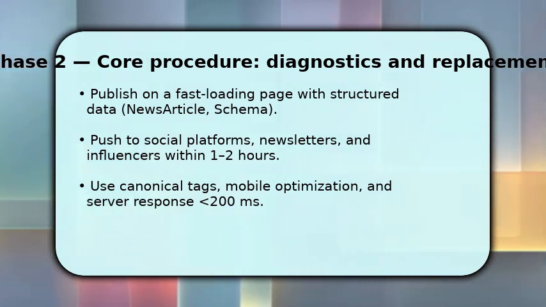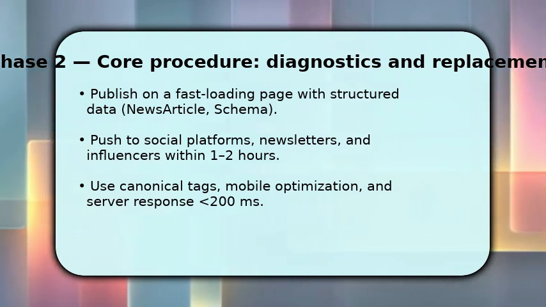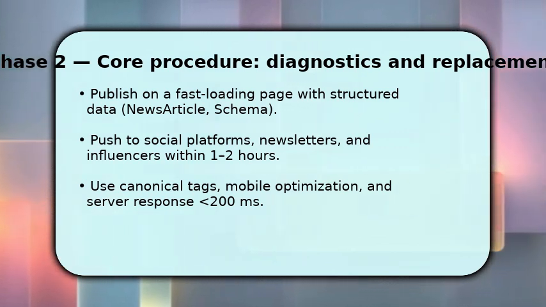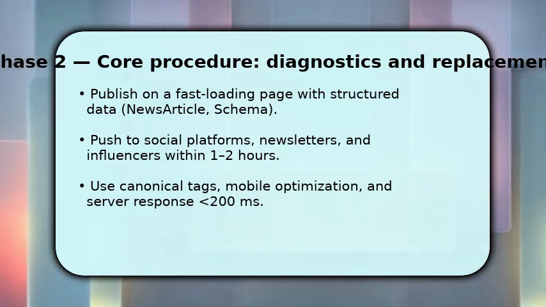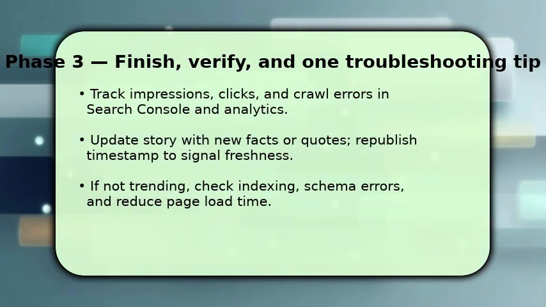Then amplify quickly. Share to social channels, notify your newsletter, and ask influencers to boost visibility within 1-2 hours to create a traffic spike. Also make sure canonical tags are correct and server response stays under 200 ms. These technical signals increase. You must monitor performance in Search Console and Analytics.